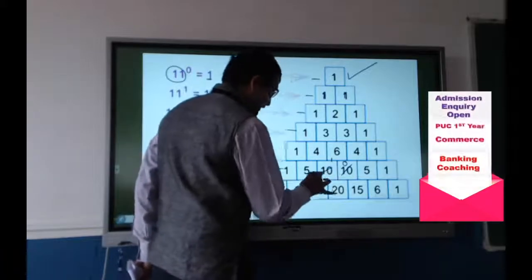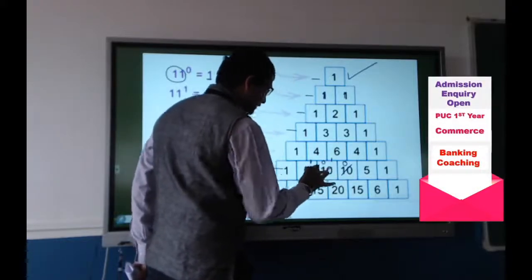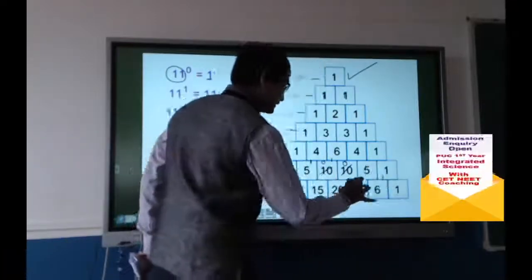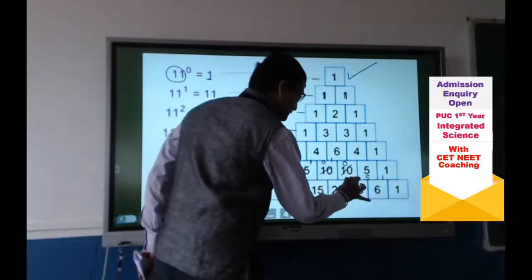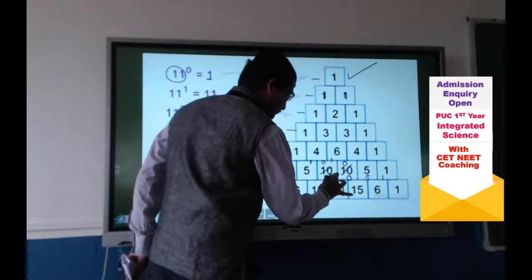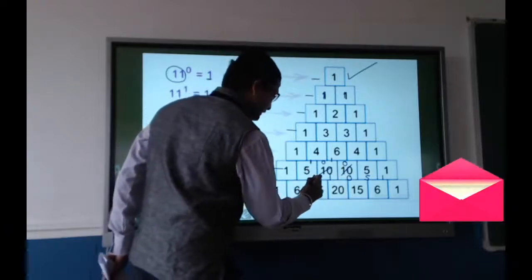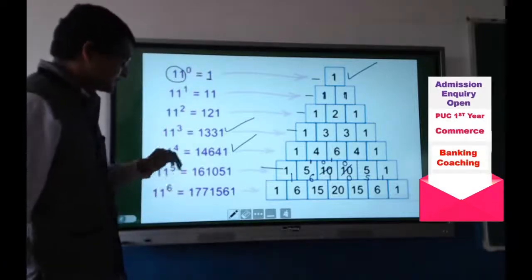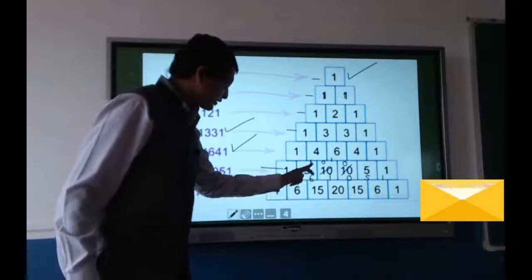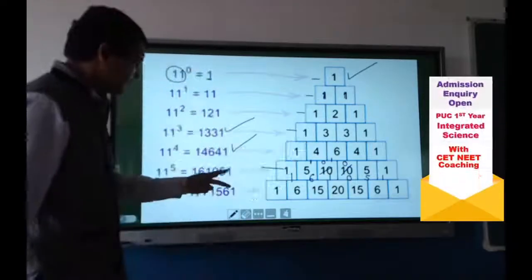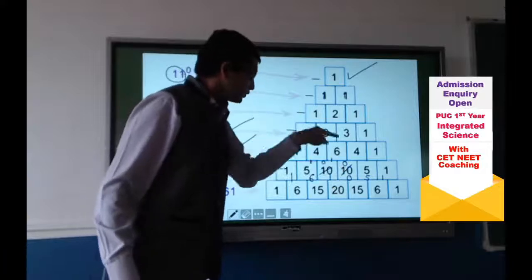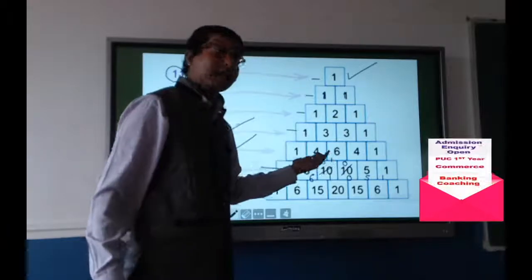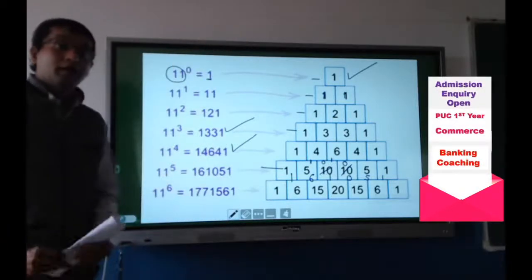Similarly, this 10 I write as 0 and carry 1. Yes, so further I simplify. So it is a 1, next it is a 5, next unit place 0, 1 plus 0 we get a 1, next 1 plus 5, 6 it is, 1 as it is. So 11 raised to 5, its expansion is 16105. So if it is a double number, unit place we have to take as it is, and tenth place we have to take as a carry. Like that, 11 raised to 5 we have to write it.